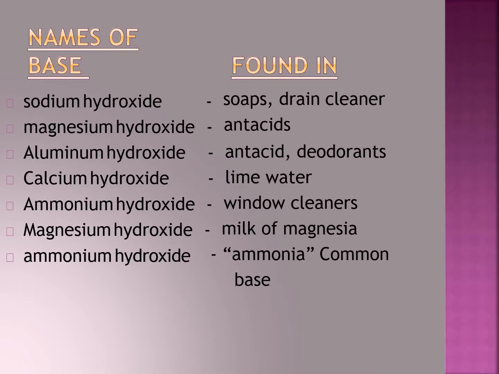Names of the bases and the locations where they are used. Sodium hydroxide is used in soaps and drain cleaners. Magnesium hydroxide, antacids. Aluminium hydroxide, antacids, deodorants. Calcium hydroxide, lime water. Ammonium hydroxide, window cleaners. Magnesium hydroxide, milk of magnesia. Ammonium hydroxide, ammonia. Common bases.